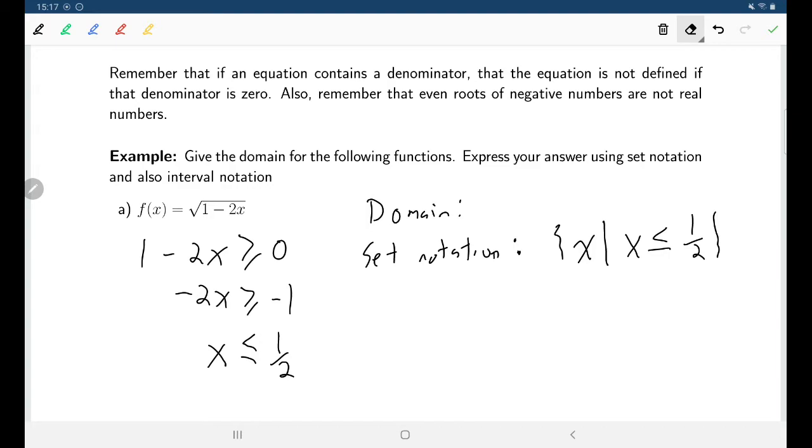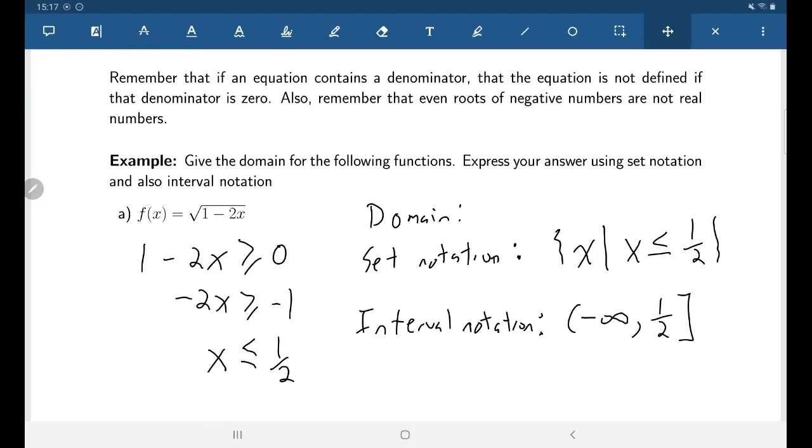Now, an easier way, I think, would be to express it in interval notation. And that would be to say, if we want all the values less than or equal to a half, that's the interval going from far left all the way up to a half and including, so square brackets around the half.